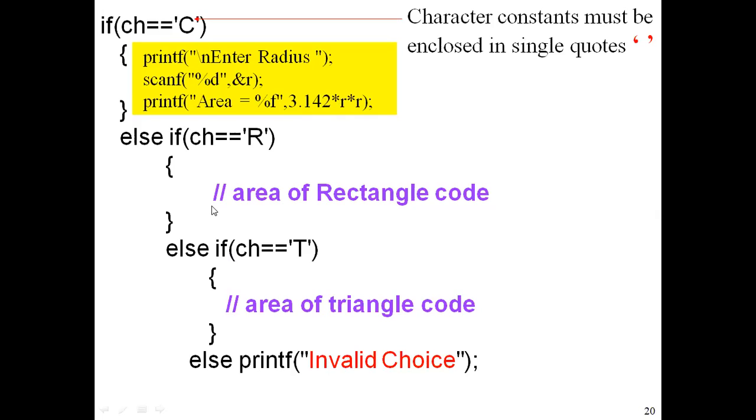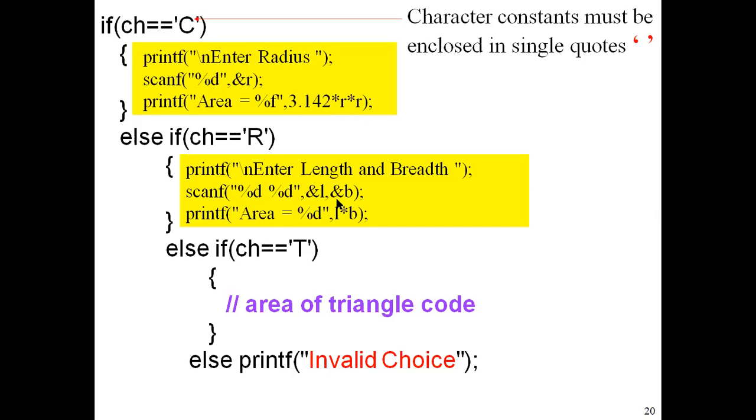Similarly, if choice is R, you have to find area of rectangle. So you ask the user to enter length and breadth. So printf enter length and breadth. Scanf %d, first %d for length, second %d for breadth. And then print the area equal to %d, length into breadth. Done. Else, if choice is T, you have to find area of triangle.